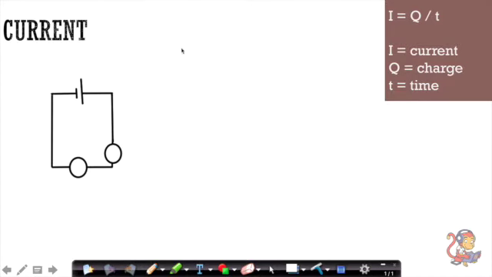In your exam on your data sheet you'll get this equation which mentions the word current, and it says current equals Q, which is charge, divided by T for time. And this helps us remember what current is. Current is the rate of flow of electrons.